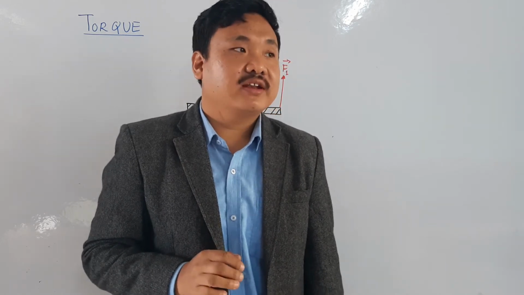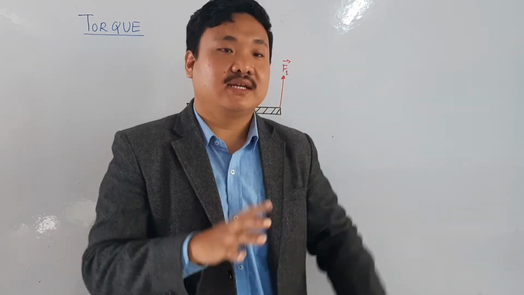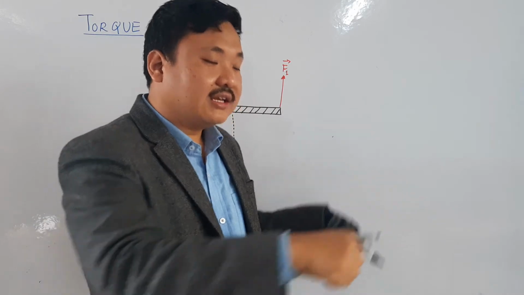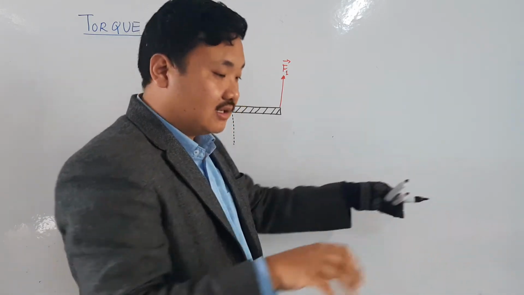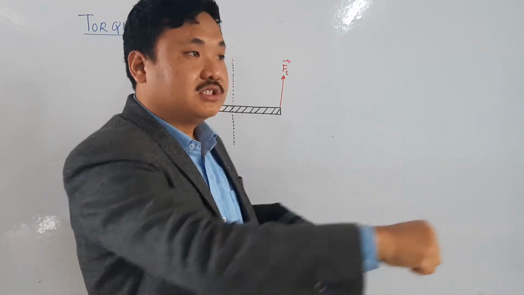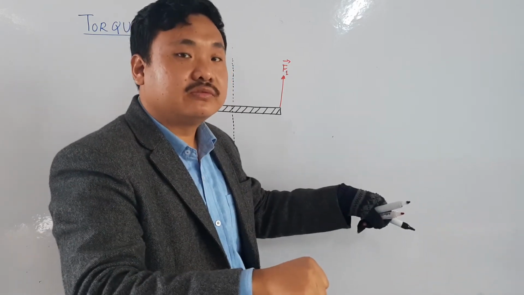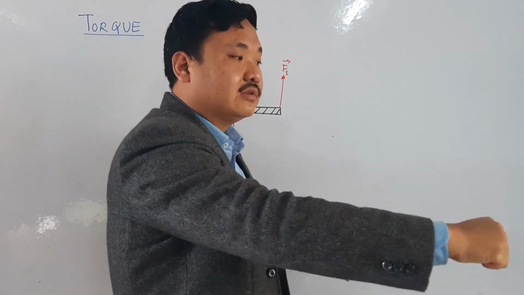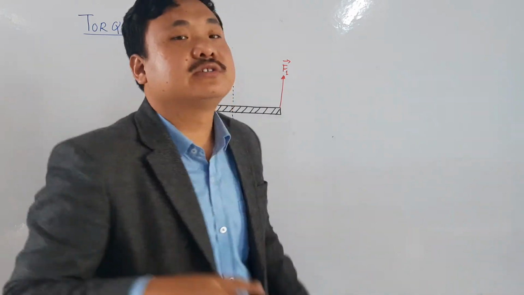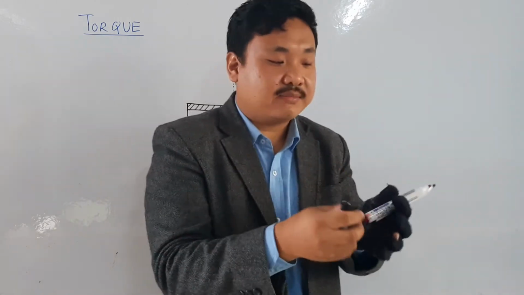For example, whenever you ride a bicycle, if you have to take a turn, what do you do? You push this side and pull this side, like this. Equal and opposite force, and that equal and opposite force is making a couple, and because of that couple of forces it is giving a turning effect. This is your handle.